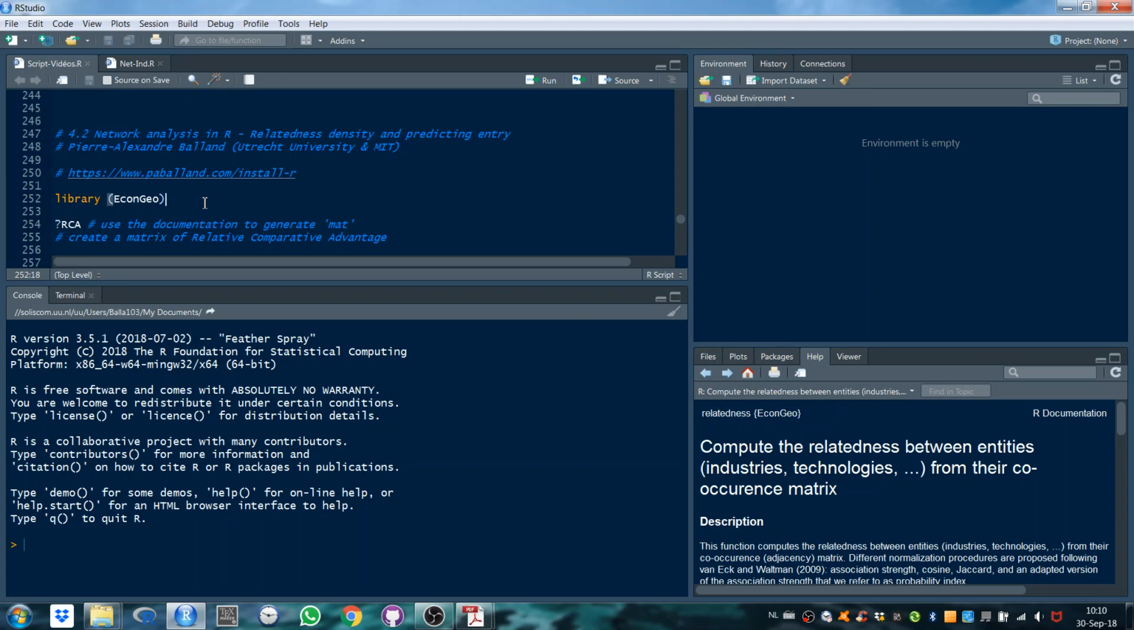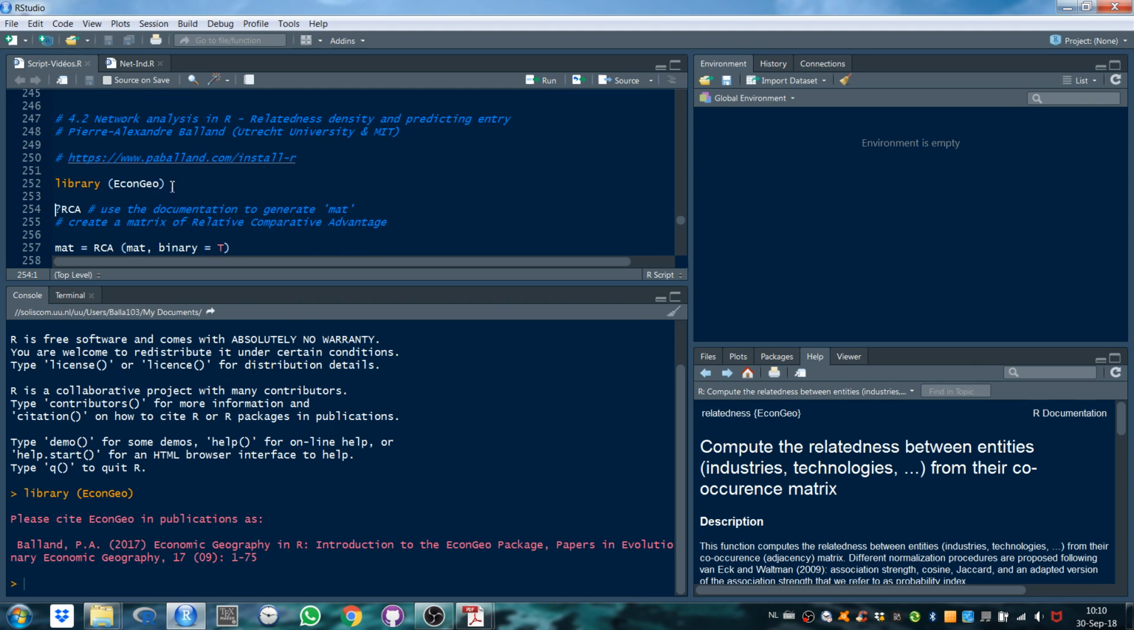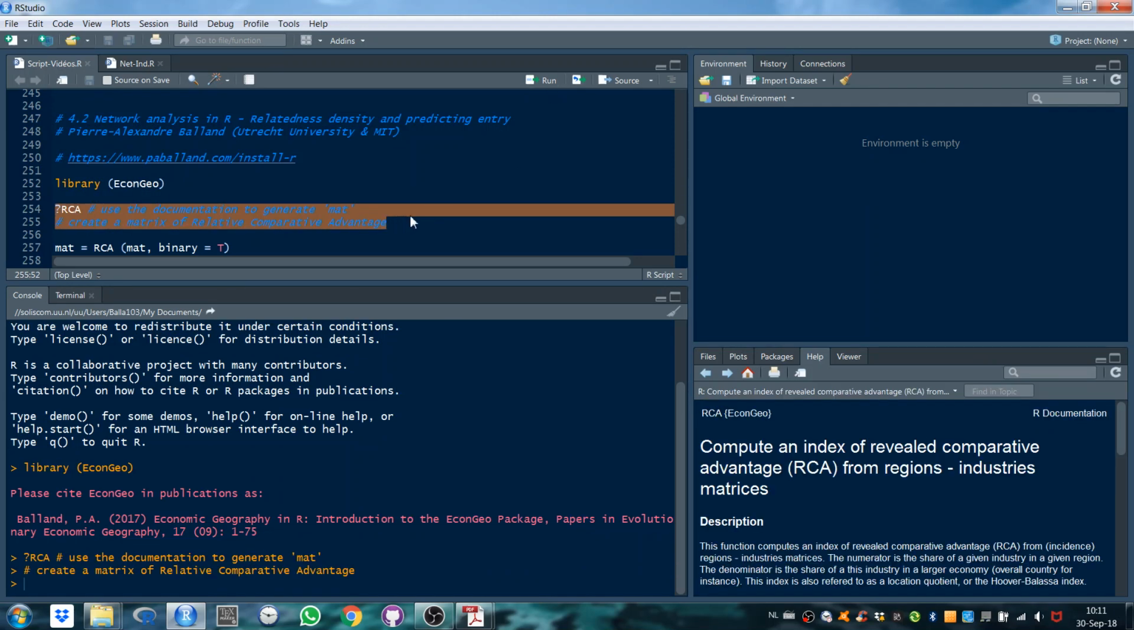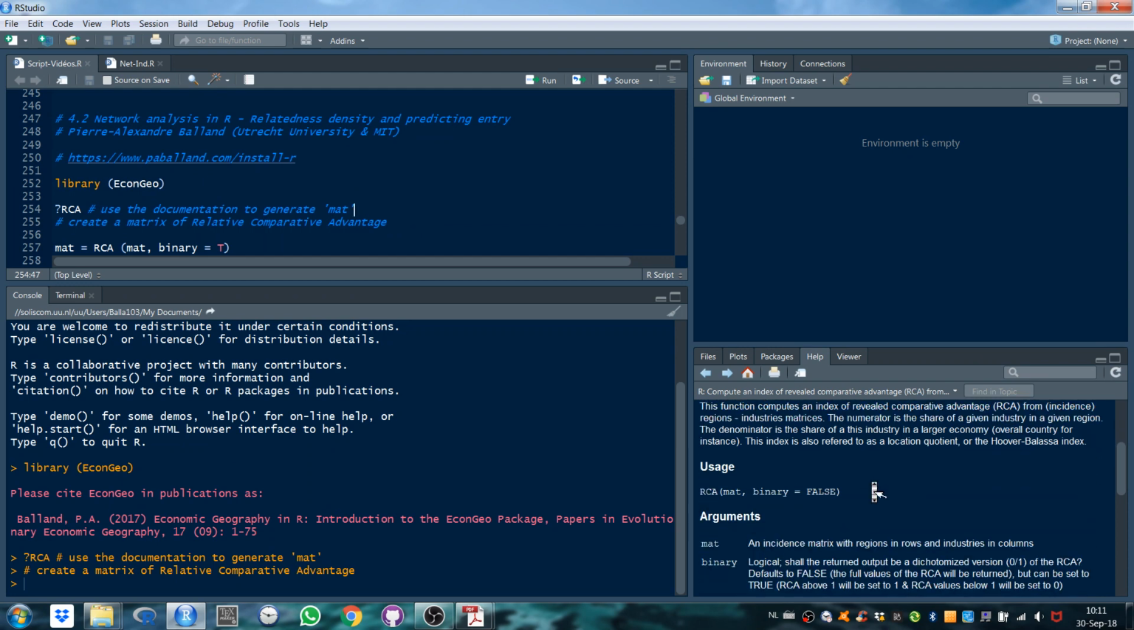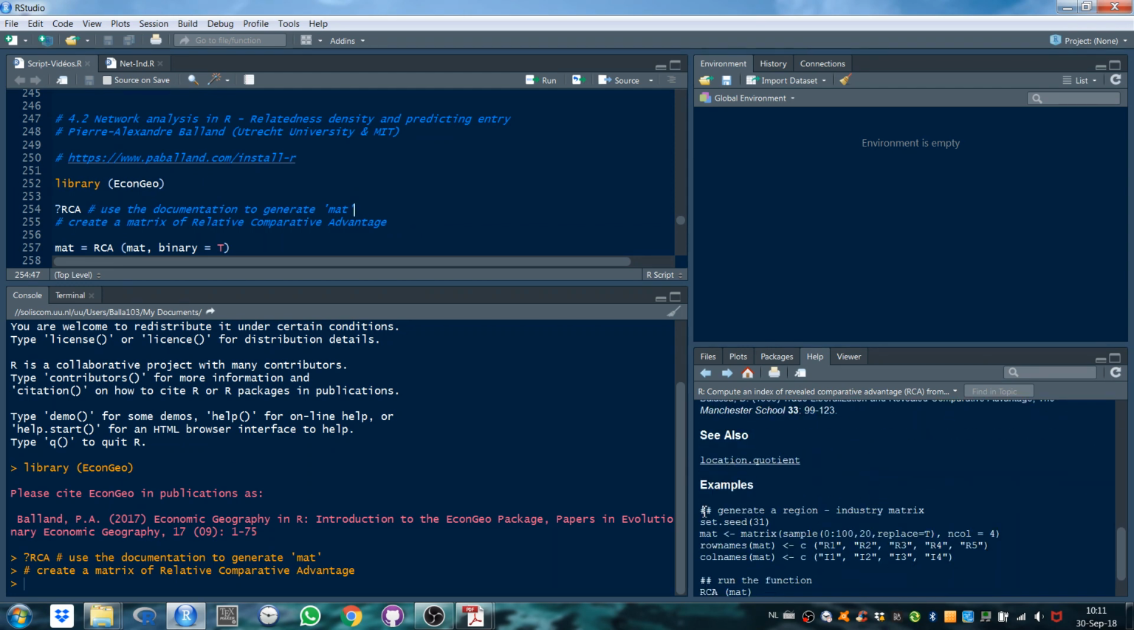This has, again, a lot of potential, but make sure that you really understand how to compute relatedness between entities before proceeding further in this video. Most of the functions we're going to use here are already included in the econgeo package. In this case, we're going to start by creating some data that we're going to use for this video. So let's use this data set here that is included in the econgeo package.